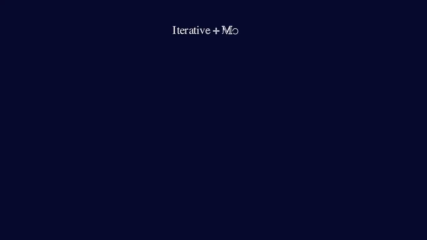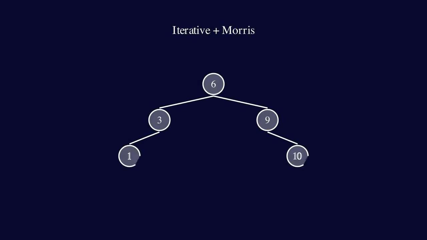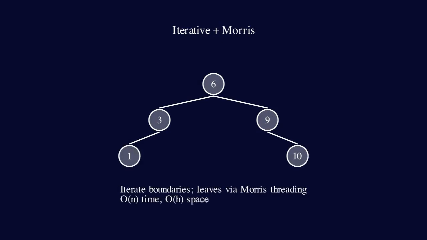Here's the plan. We drop recursion. We gather the left and right boundaries with simple loops. For leaves, we use Morris Traversal, which makes temporary links so we can visit nodes without a stack. This keeps time linear and space about the tree height.